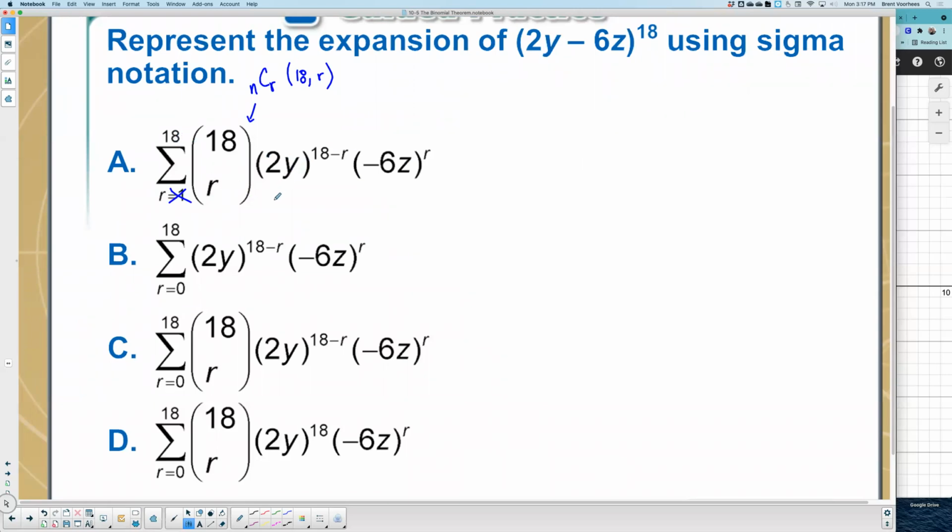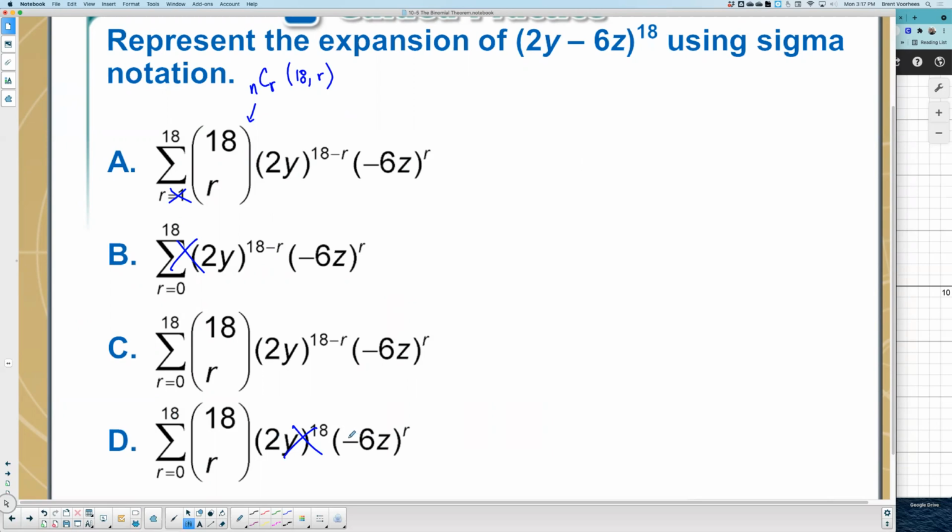2y is the winners. This one doesn't even have the nCr, so that one's out. So you're now looking at between these two. 2y is the winners. Losers go there. This one's saying you always win 18 times. That's not possible. So it looks like the answer would be C here.